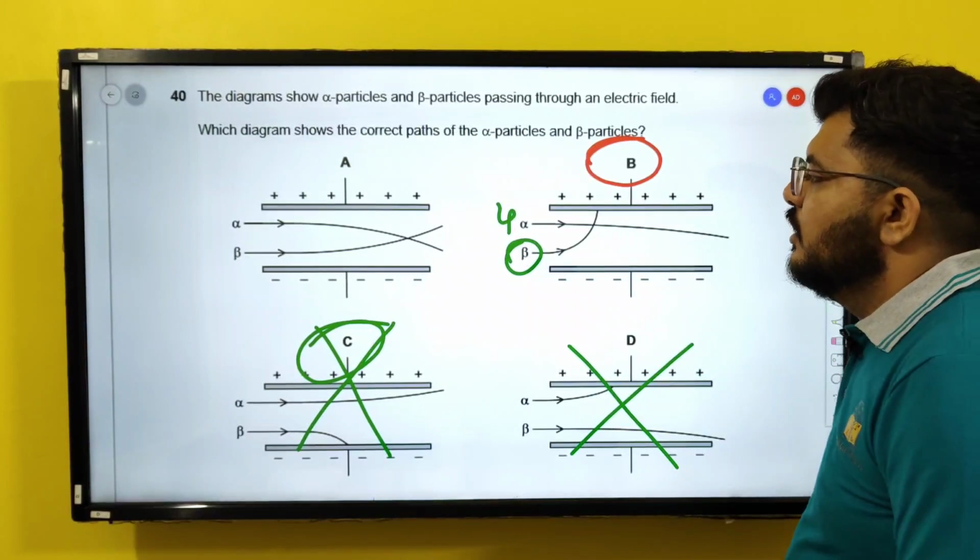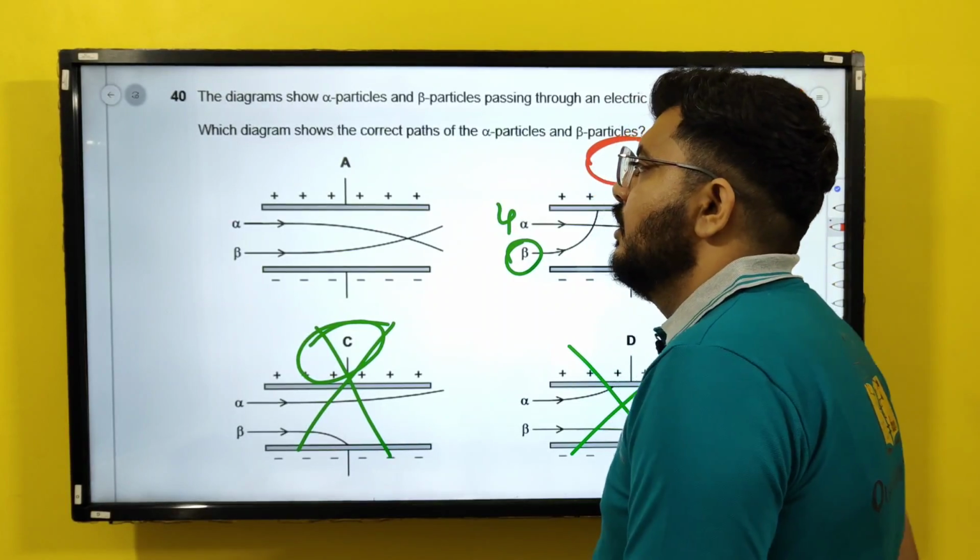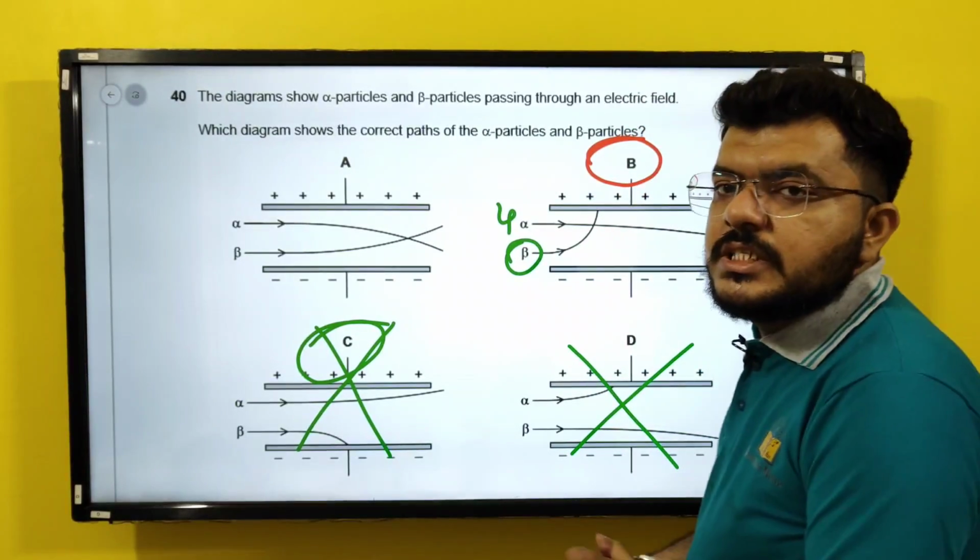The beta will turn rapidly compared to alpha, which brings us to the end of paper 6-2.